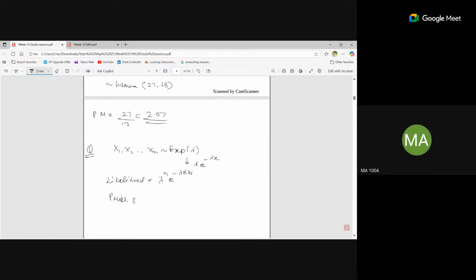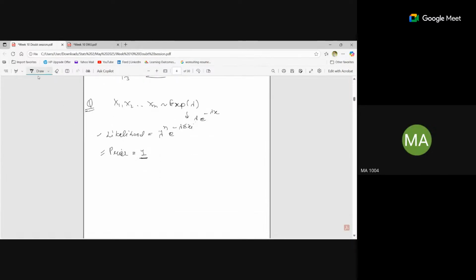What will be my prior? What was the prior? Gamma, 1. Is the prior 1? Yes, because in the question they're asking uniformly. Okay. So till here, this calculation is fine to you, the person who asked me the doubt. Yes. Then the posterior will be lambda raised to the power n, e raised to the power minus lambda summation of xi, right? Yes. Okay. So now this is following a gamma.